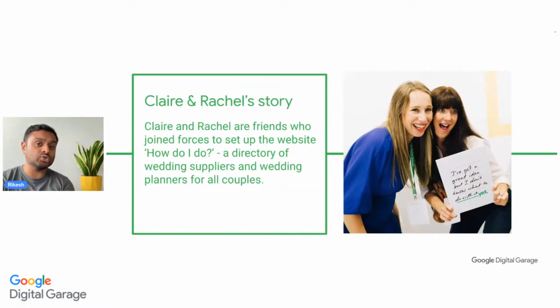We've got Claire and Rachel's story here as well. So Claire and Rachel, both friends, as you can see here. Both of them worked in totally different industries to that which they have ended up in, which is the wedding industry. Those industries didn't even cross paths with the wedding industry. But what they did, as you can see here, they joined forces and set up a website called How Do I Do, which is a directory of wedding suppliers and wedding planners as well.